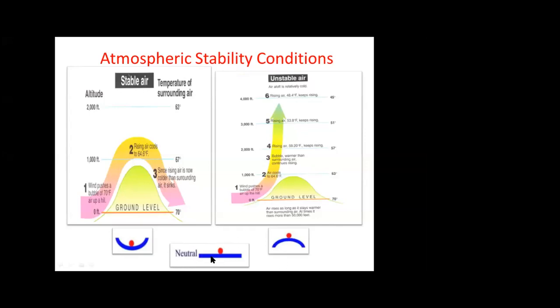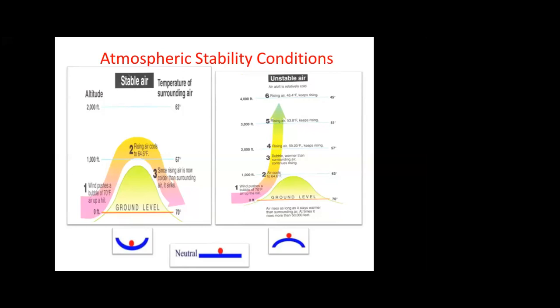But in the neutral condition, what happens? It neither increases the mixing nor dissolves. These are the conditions, and that is the difference between them. So the stable condition doesn't allow the pollutant to mix in the atmosphere, so the pollutant affects human beings, whereas the unstable condition allows the pollutant to mix in the atmosphere, and its effect will be nullified. I hope it is clear.